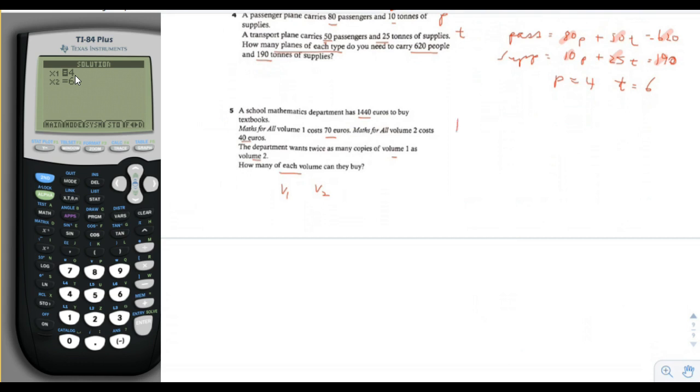So we have €1440 to buy textbooks. And so Volume 1 costs 70, and Volume 2 costs 40. And we want the price to add up to 1440. But then the department wants twice as many copies of Volume 1 as Volume 2.